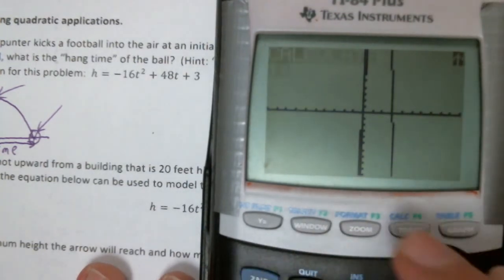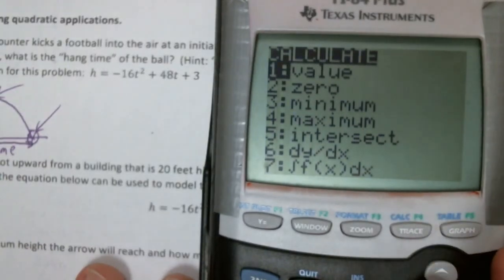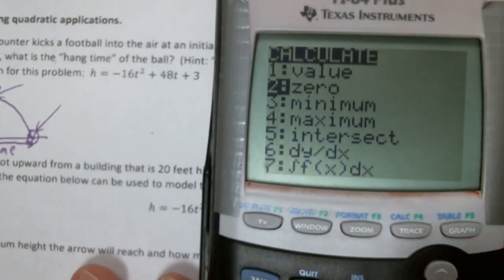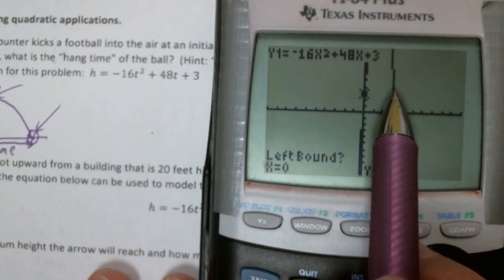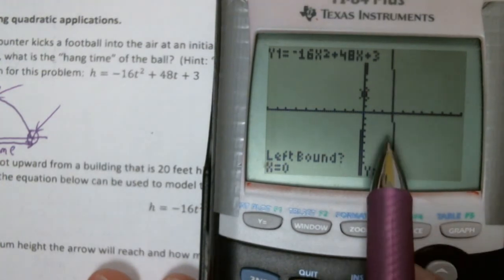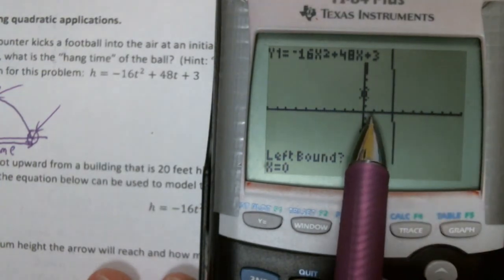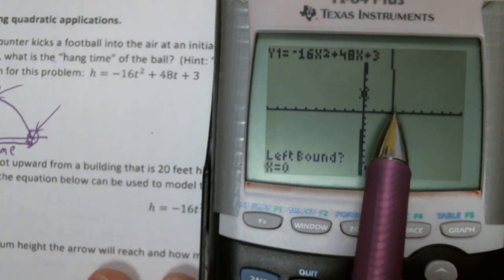So I'm going to go second calc. I need Mr. Spidey, so I'm going to select 0. 0 is the same thing as roots, x-intercepts. Okay, there's Mr. Spidey. I need him over here. I need Mr. Spidey to the left and to the right, which is basically above and below. So I can just look with my eyes. 1, 2, 3. It should be somewhere around 3.